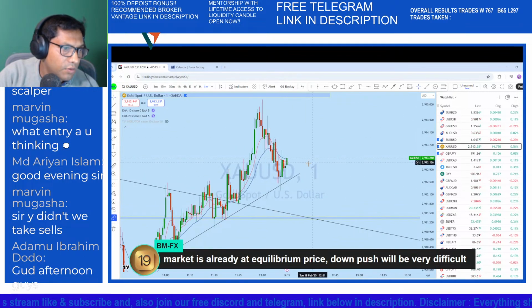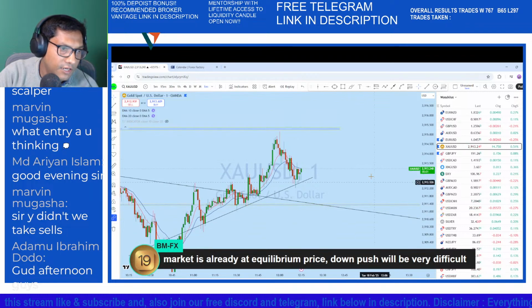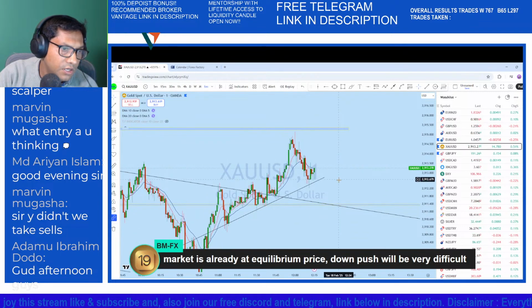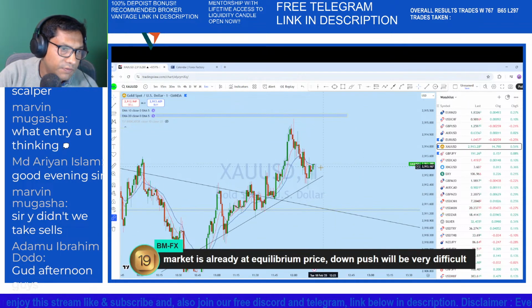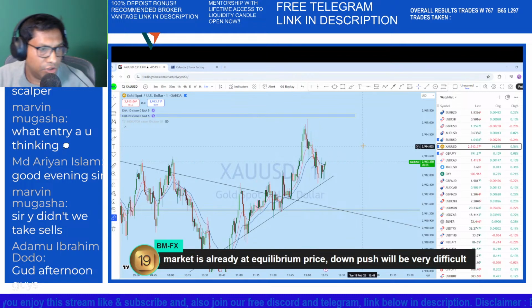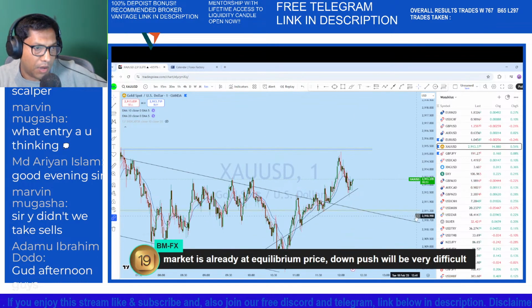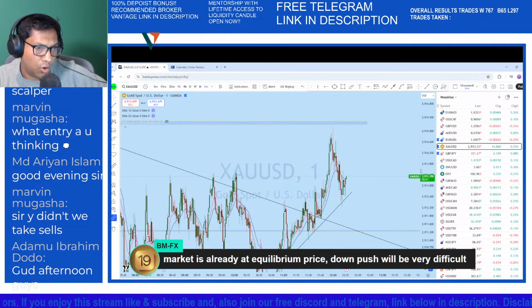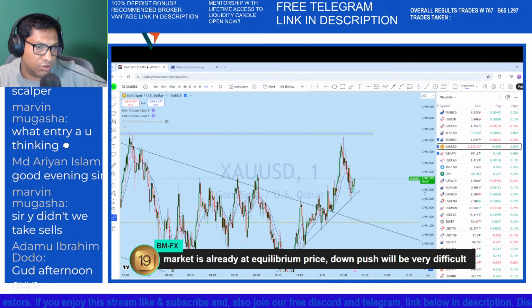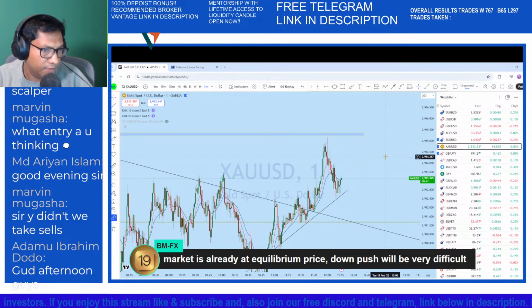So we can see a couple of doji formations here, and after a couple of doji formations, expecting it potentially to bounce again or to drop again to create a new lower low, new higher high.